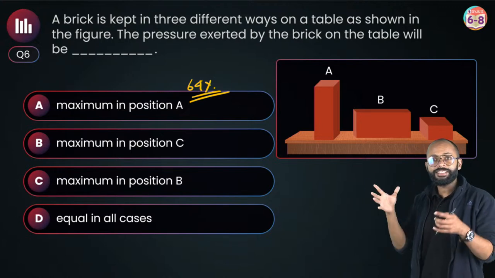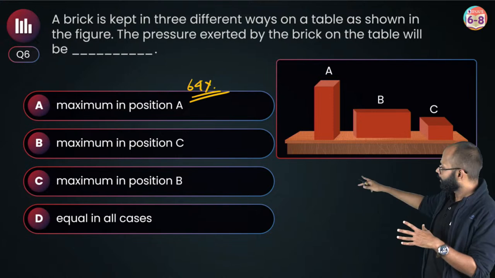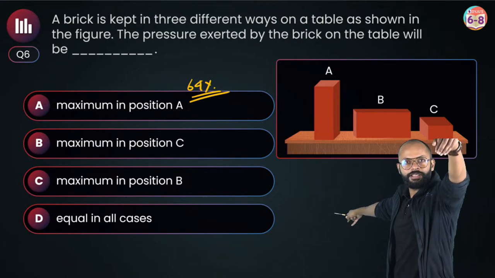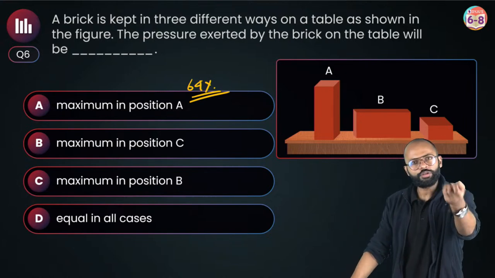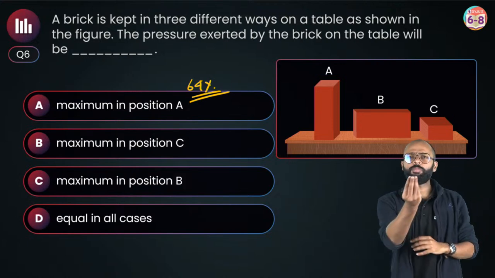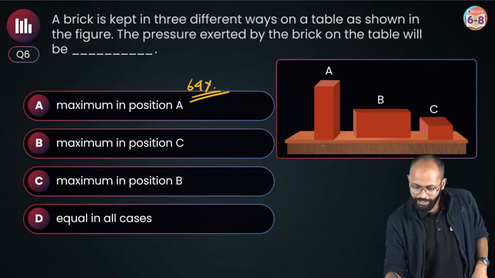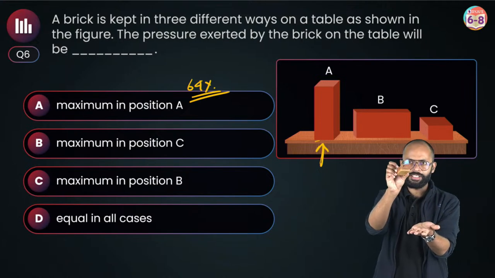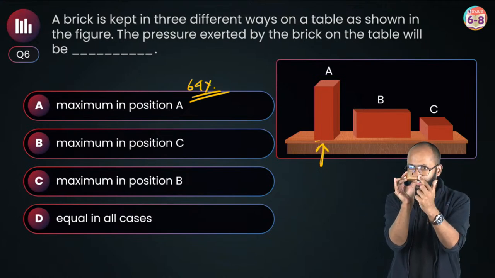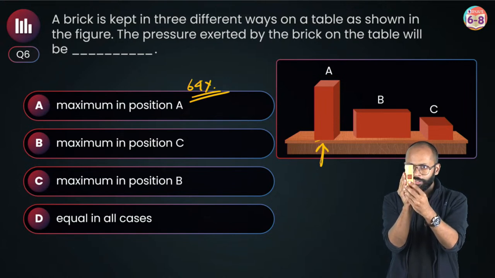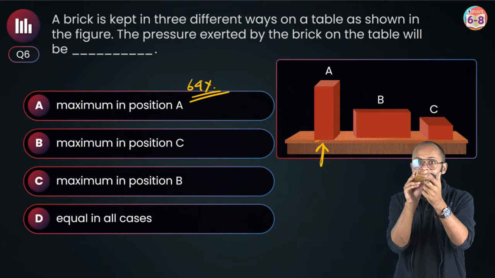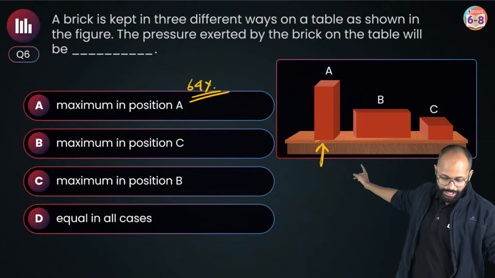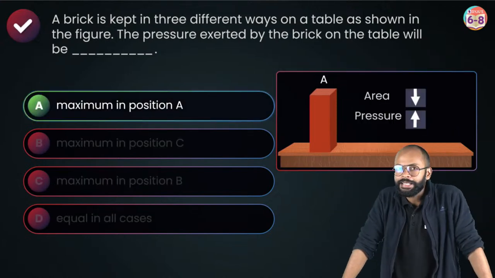Area, how area? Look at the base. Base kahin par chota hai, kahin par chauda hai. Weight of the brick is constant, and weight is force. So force is constant, matlab thrust is constant. Ab bas ye soch lo, where is the area less? In this case, if you have a brick like this, the least area is this one. So this is the case in which the pressure will be maximum, and this is A. So that's why option A is the correct answer.